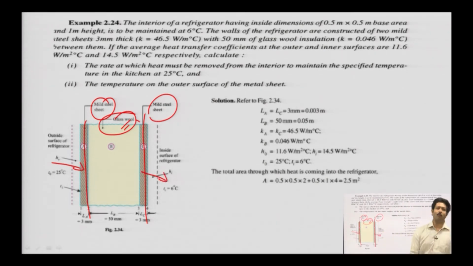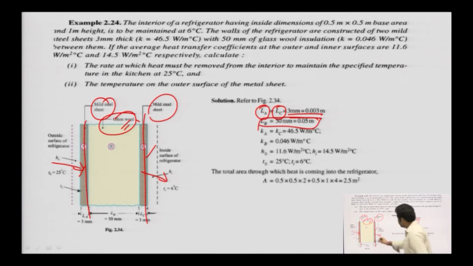Okay, now what's happening is, see, everything is given. LA is equal to LC. The thickness is given. This is C, this is A, 3 mm each. L of B, the thickness of the glass wool insulation, has also been provided. Ka is equal to Kc, since they are both mild steel sheets, so definitely the thermal conductivity remains the same. And Kb, the thermal conductivity of the glass wool, is also given.